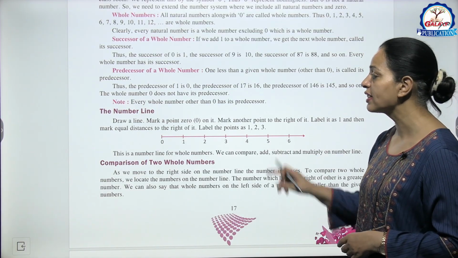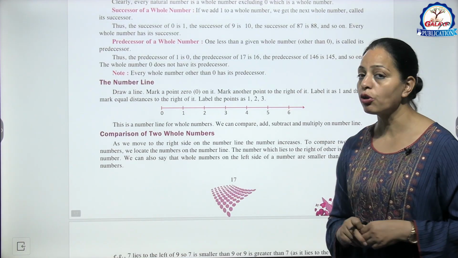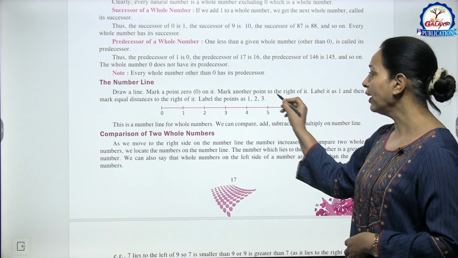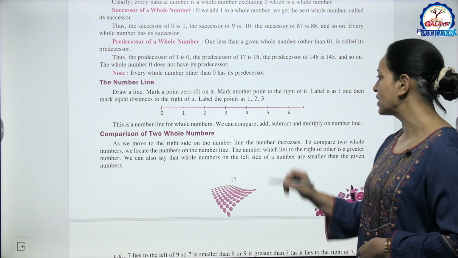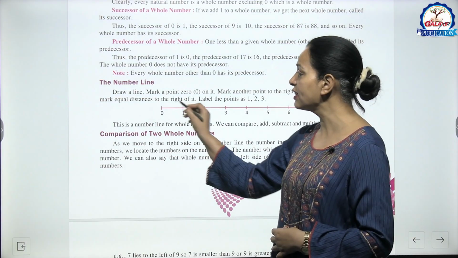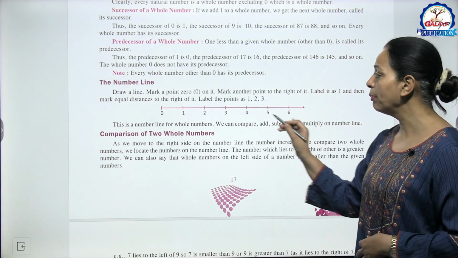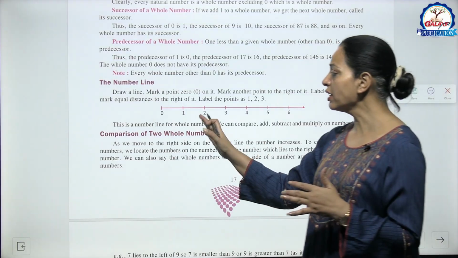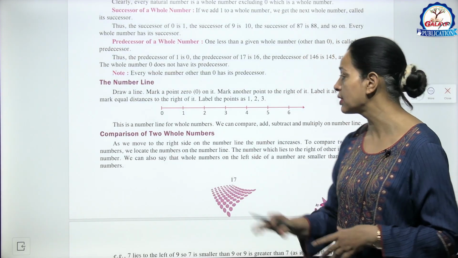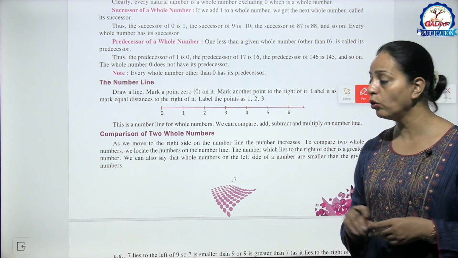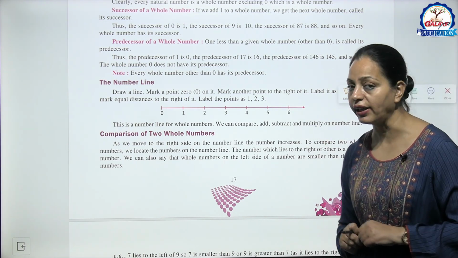Now come to the next, the number line. Draw a line, mark a point 0 on it, mark another point to the right of it and label it as 1, and then mark equal distances to the right of it and label the points 1, 2, 3, 4 like this. So this is a number line for whole numbers. We can compare, add, subtract and multiply on a number line.